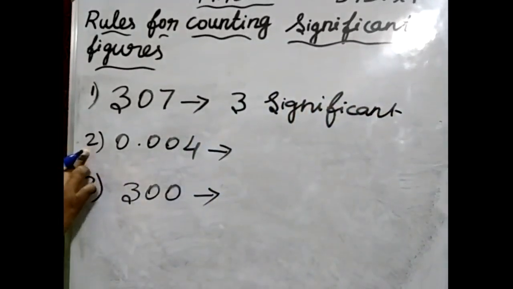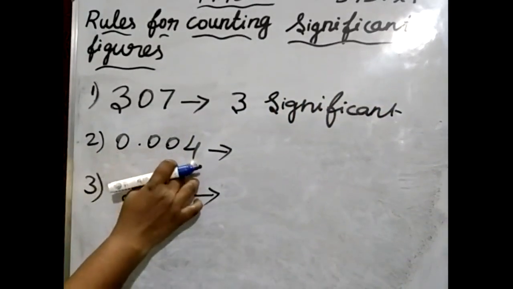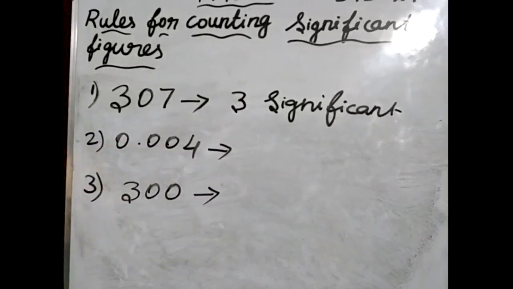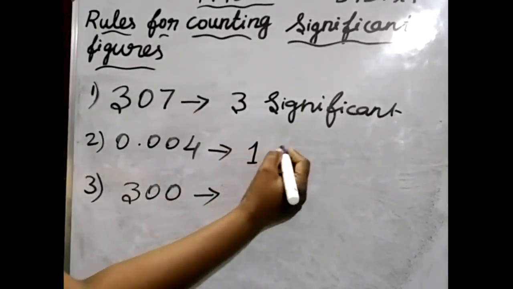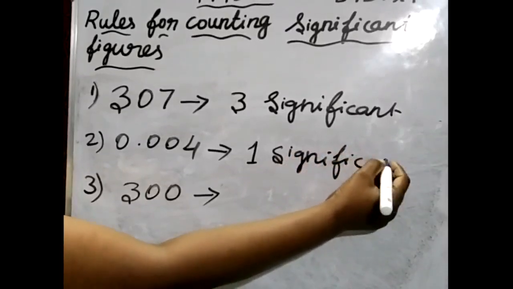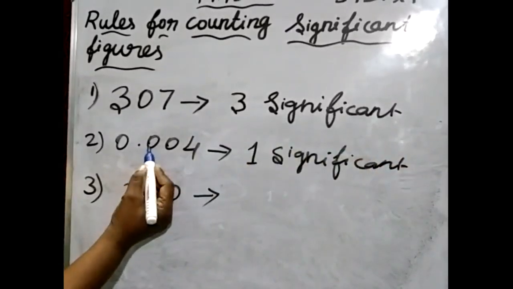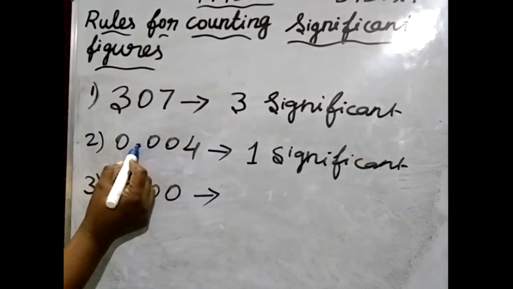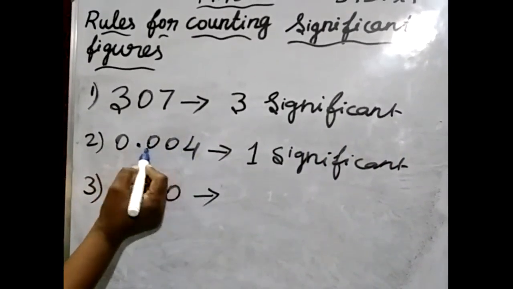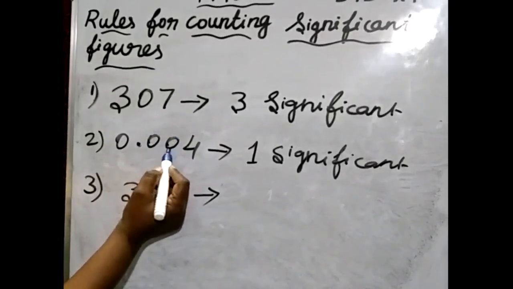In the second one, 0.004. How many significant figures are in this number? 1 significant figure, because these 2 zeros lie right of the decimal point and left of the non-zero. So these 2 zeros are not significant.